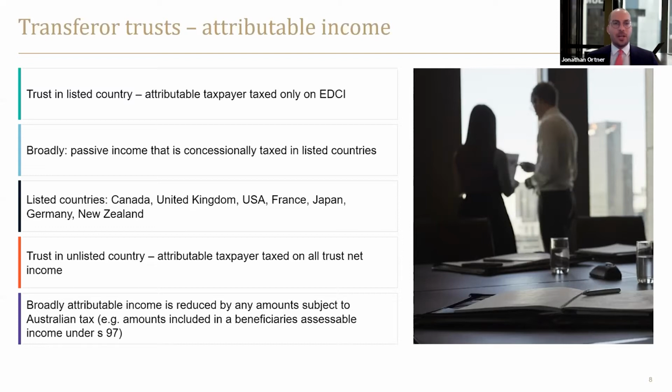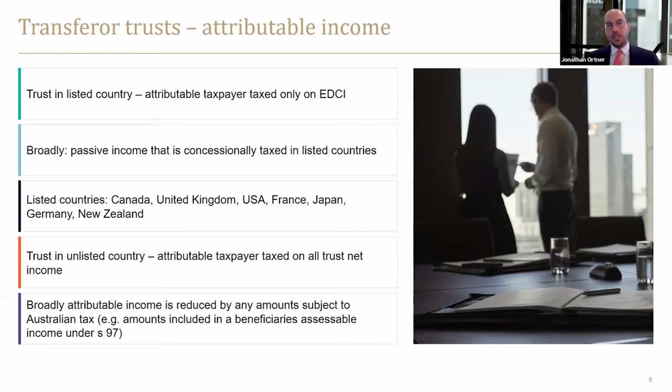On the other hand, if the trust is not a listed country trust estate, then its net income becomes its attributable income. In other words, everything would be included. So all capital gains, all interest, whatever other income may be flowing in, rent and so on and so forth.